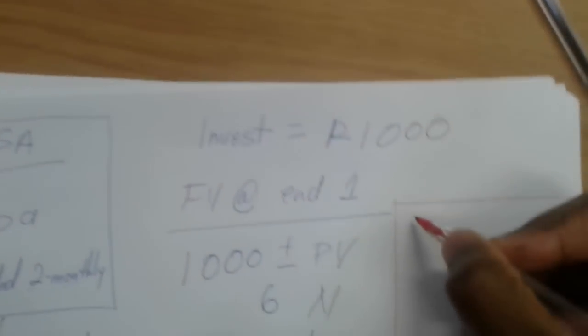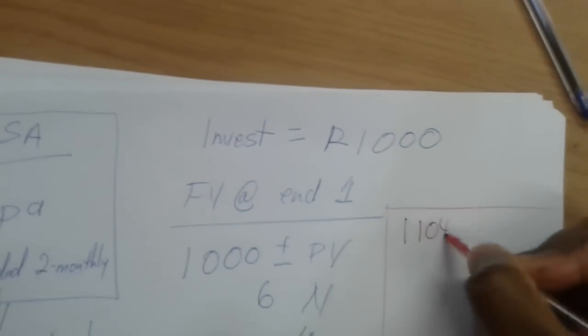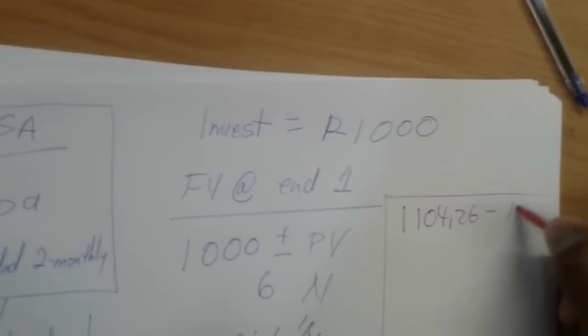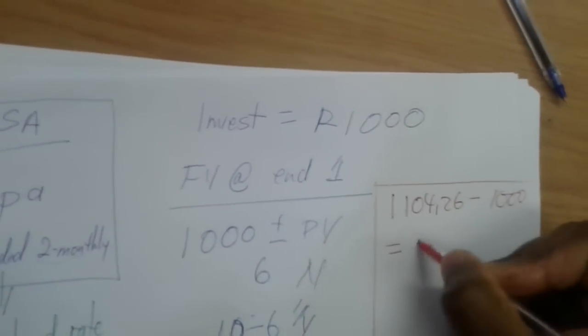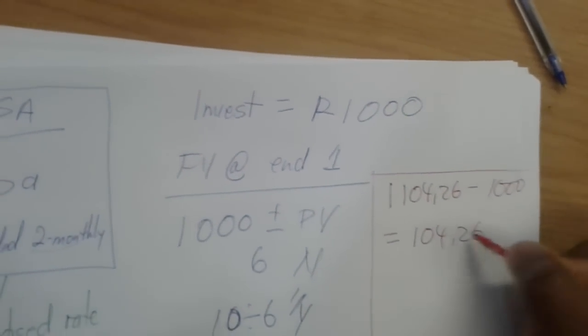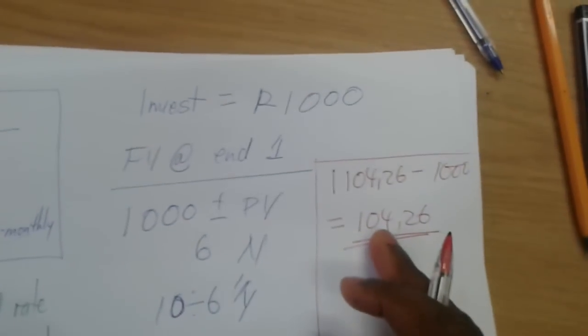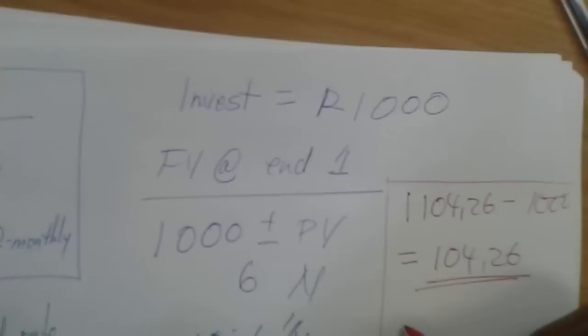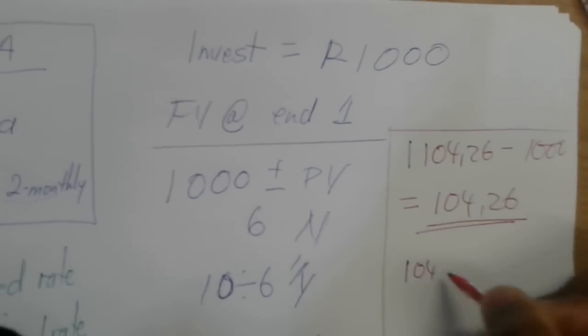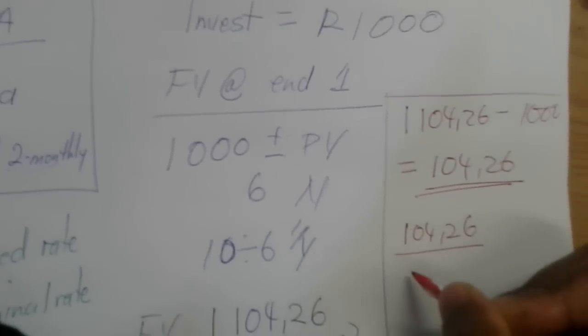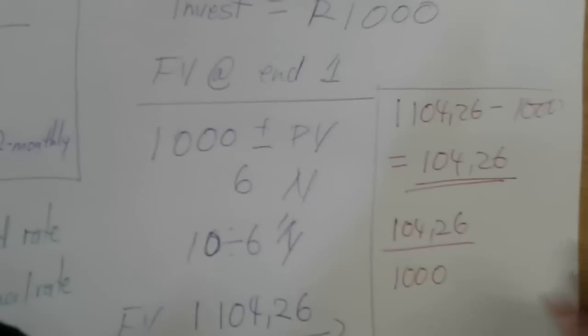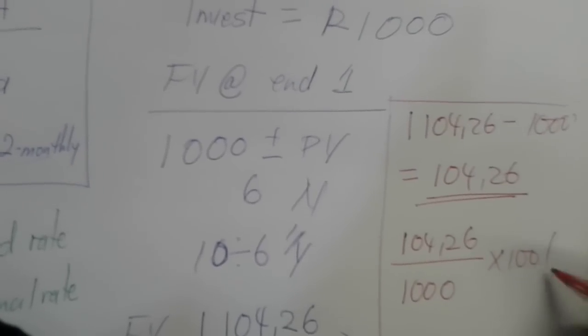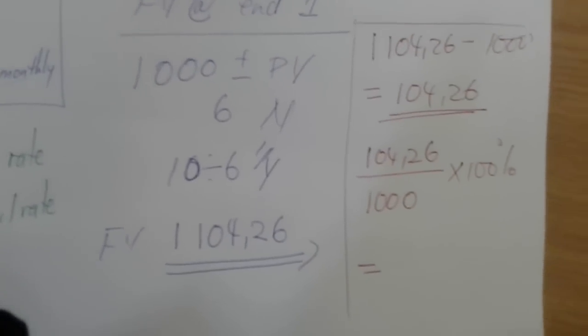Now let's see what exactly did you earn. 1,104.26 minus 1,000 gives you 104.26 rands. So this is the interest earned. Now quickly, let's calculate the interest rate. Obviously, it will be 104.26 divided by the money that you invested multiplied by 100%. So we want to see your interest rate.